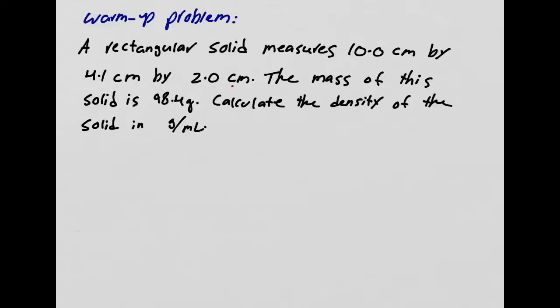Okay, so when you read this problem, the first thing you're going to say is, oh, this is a density problem. If I have a density problem, the first thing I'm going to do is write down the formula, which is density is mass over volume. You should do that every time. As soon as you have a density problem, you go, oh, density is mass over volume.